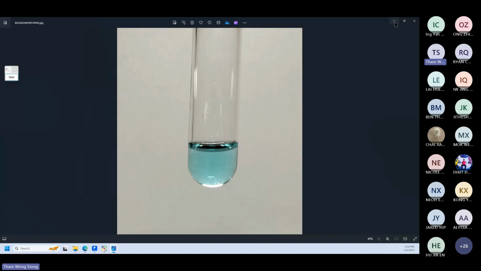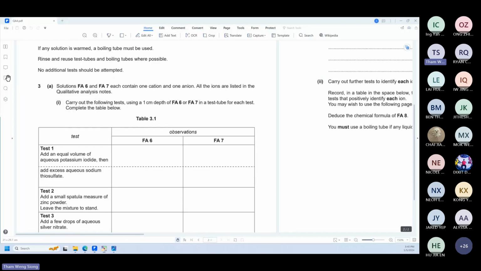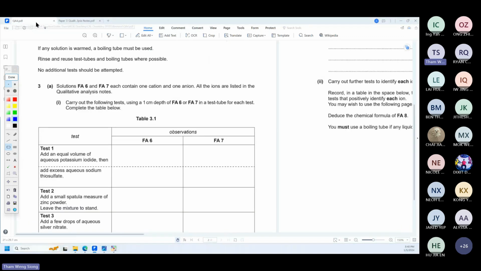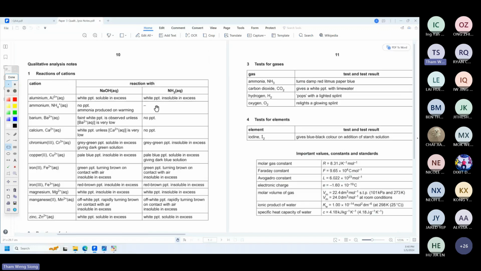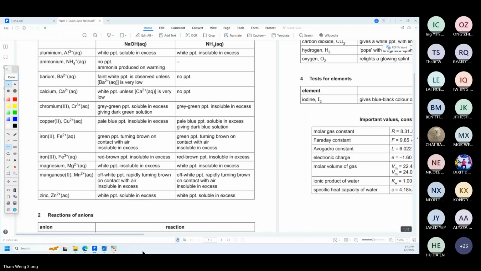All got this, okay. Now, thank God, they put it under qualitative analysis notes. And then they say one cation, one anion. Can you tell me which one it is?